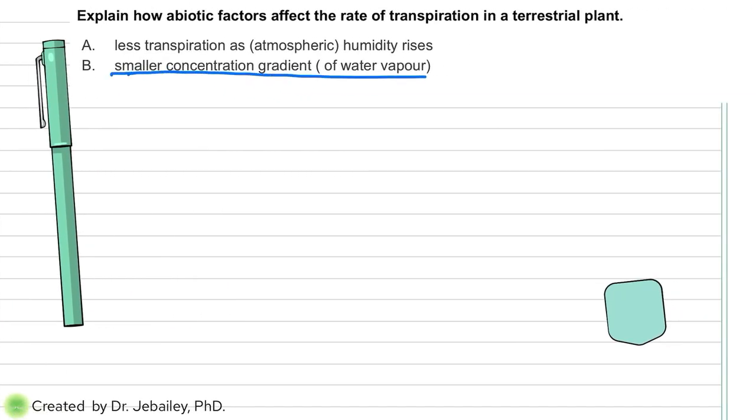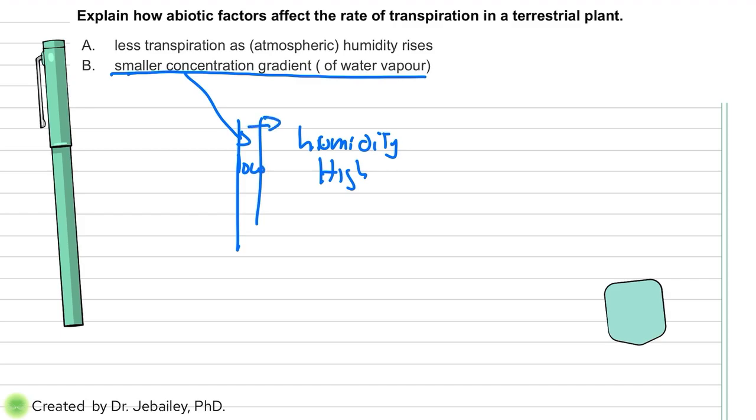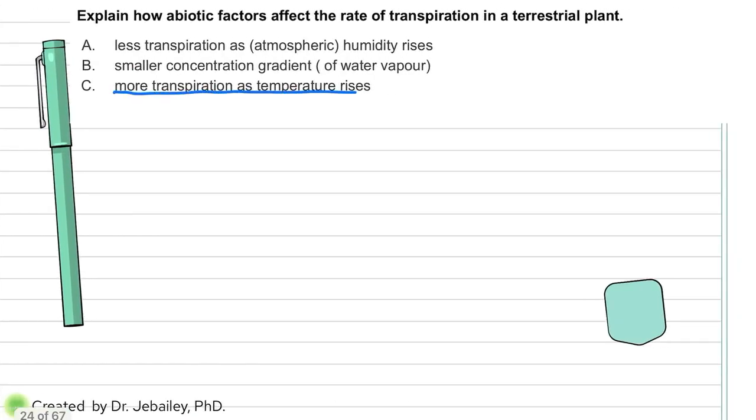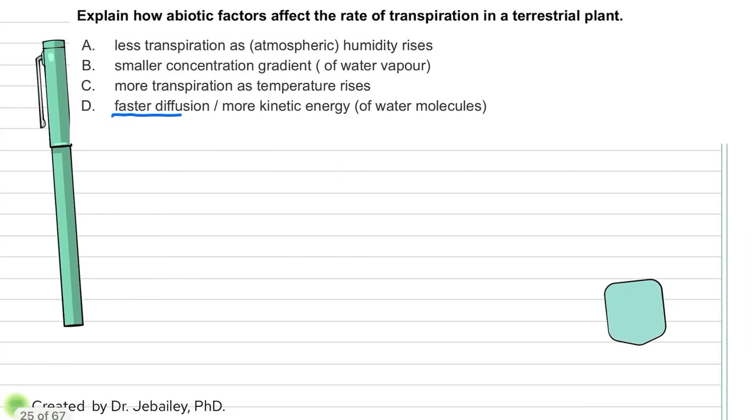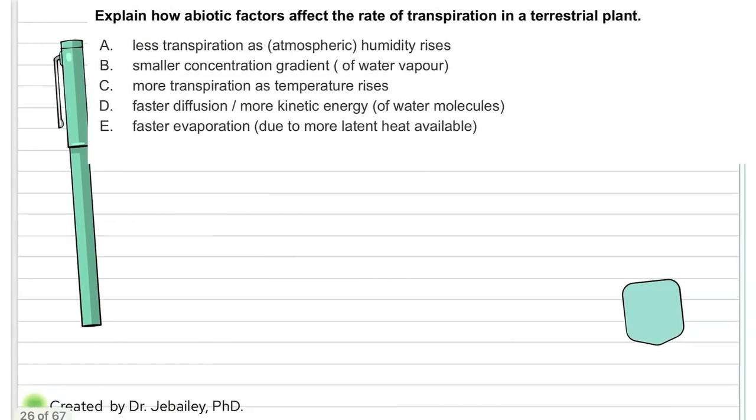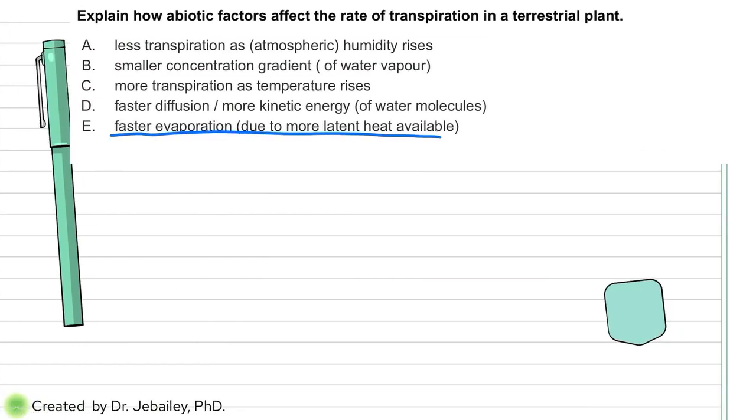And when they say here small concentration gradient of water vapor, basically they were saying if you have humidity on the outside, that means there's a high concentration outside, and the small concentration they talk about is inside. So because you have a low amount of water inside and a high amount outside, there's no chance that the water will leave the plant. More transpiration as the temperature rises. Faster diffusion, more kinetic energy. That means when you increase temperature, the water molecules are moving faster, so there are more chances of them going out. Fast evaporation, as you can see.